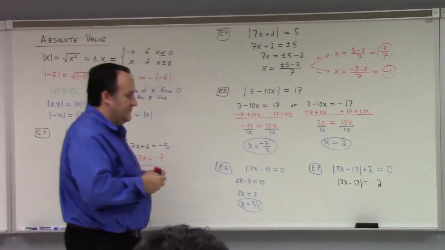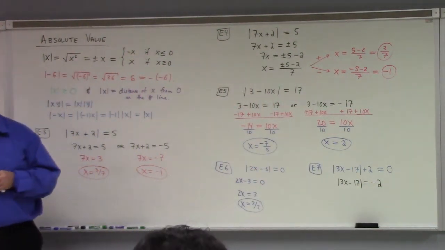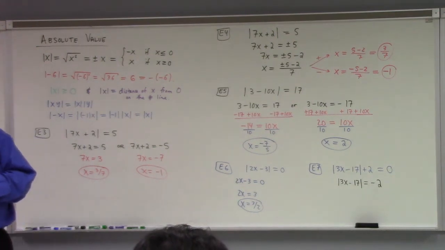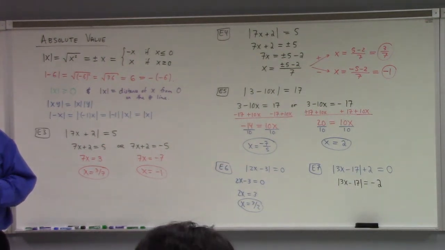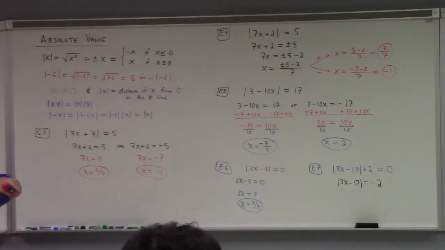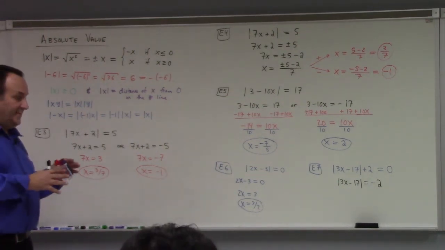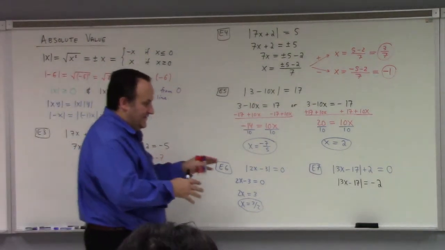We've got the absolute value of 3x minus 17 equals minus 2. At this point, stop what you're doing. Don't go further. That's impossible. I mean, you could ignore the reality that that's impossible and go forward and write down the equations, but that would be a bad idea, because this does not have a solution.